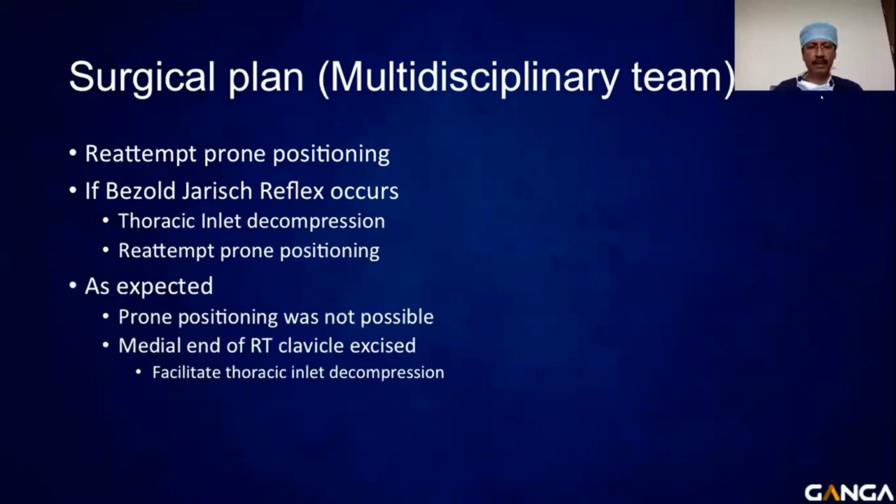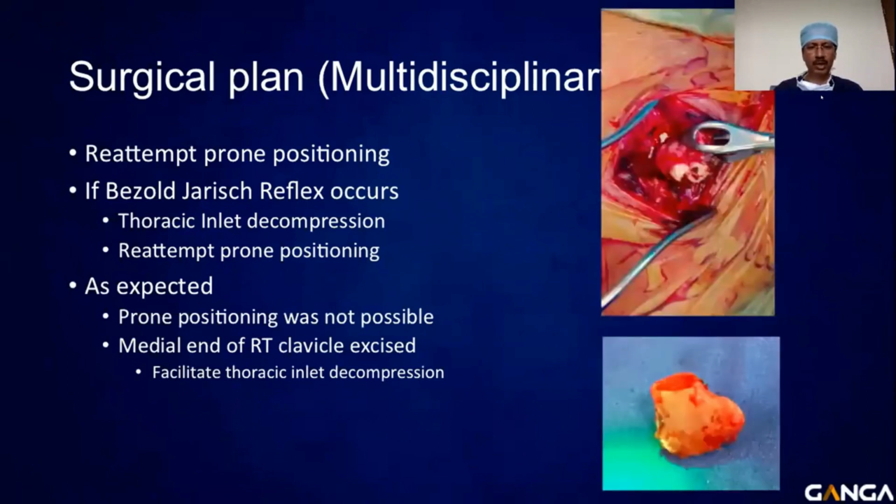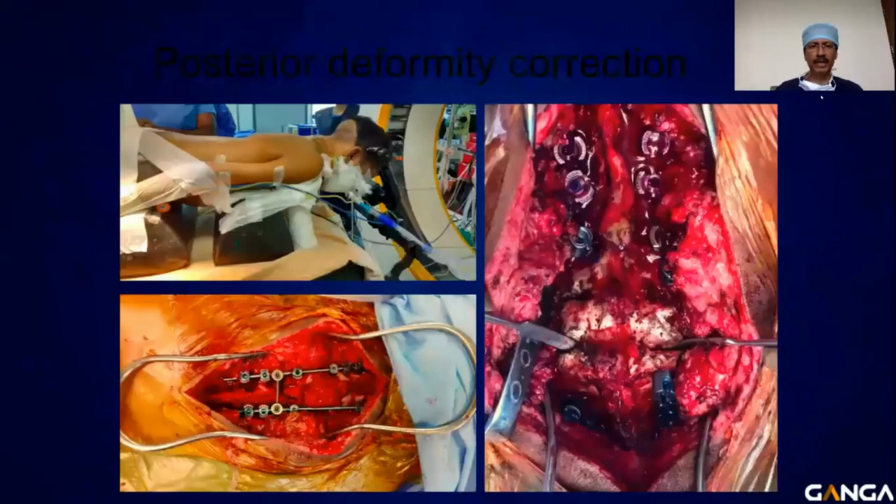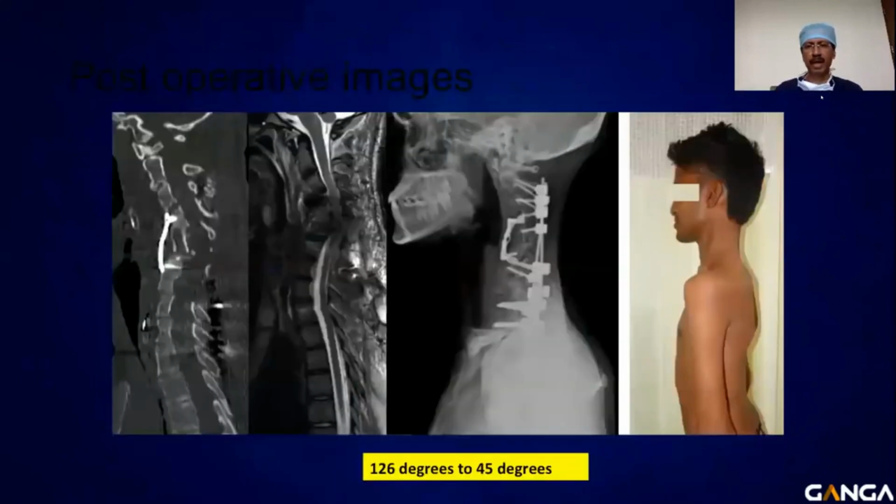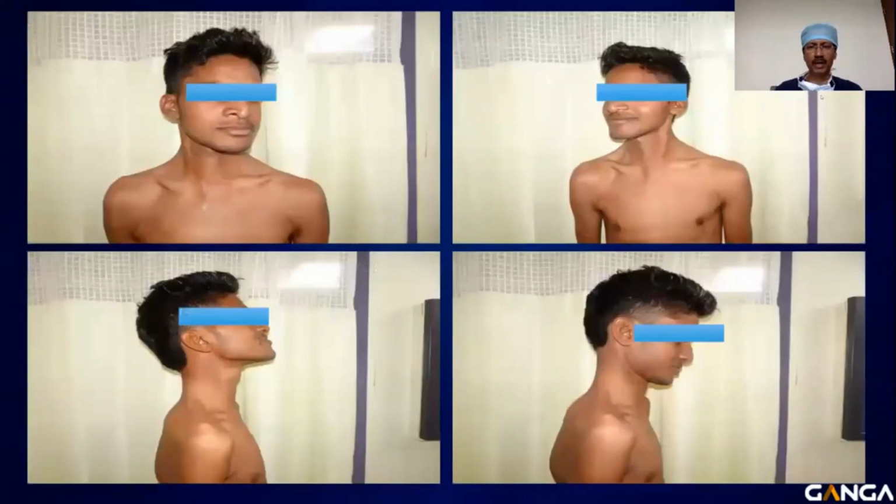So this is exactly what happened, and we then went on to excise the medial end of the right clavicle. And once this was done, it was possible to place the patient prone without any change in the cardiac status. And then a posterior deformity correction was completed. And this was the excellent result that he had, from 126 degrees to 45 degrees. And you can see the excellent result that he had.